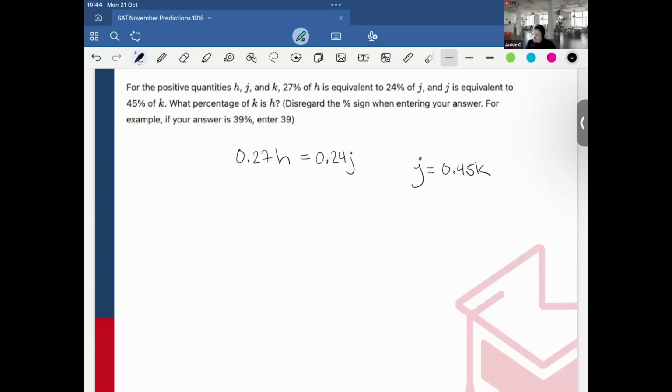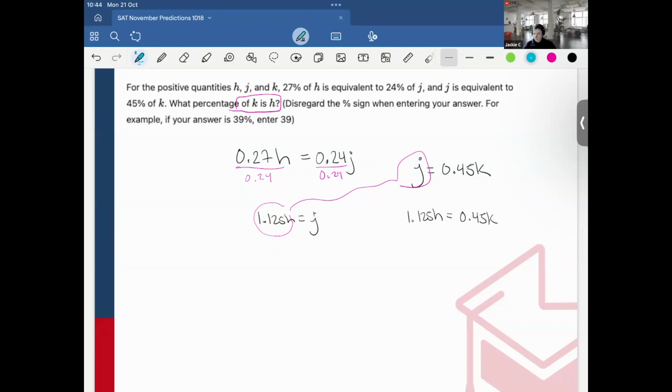So let's put everything in terms of J, dividing by 0.24. That would give me 1.125h is equal to j. Then I can substitute this in for my j value. So this would be 1.125h is equal to 0.45k, because remember, I'm looking for what percentage of k is h, so I want my h and k variables.